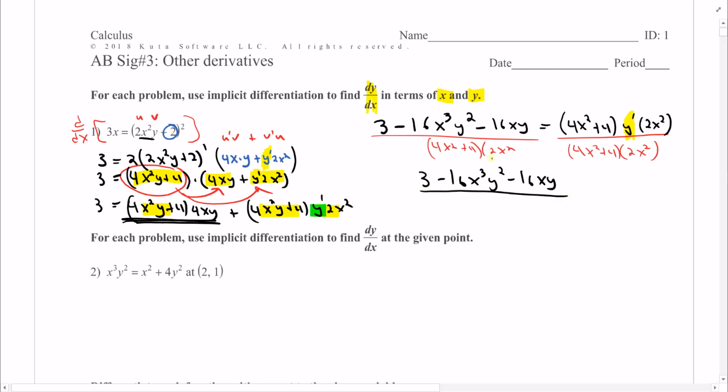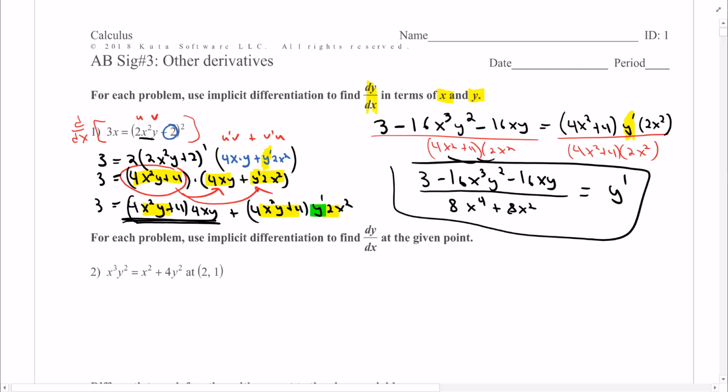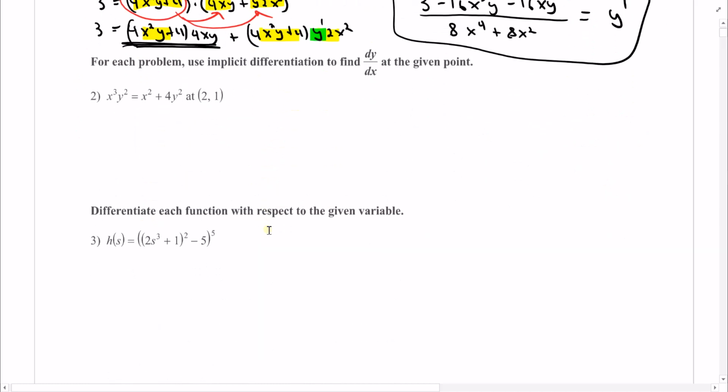On the bottom, let's just clean this up, right? Distribute that in there. We're going to get 8x to the 4th plus 8x squared. And this is equal to y prime, which we're done. All right. The difference in the second problem is that it wants the derivative at a given point, right? We have to find the derivative at this point, but it starts out the same, right?